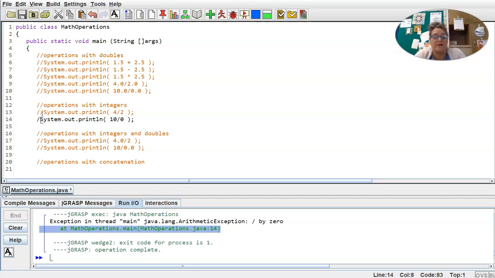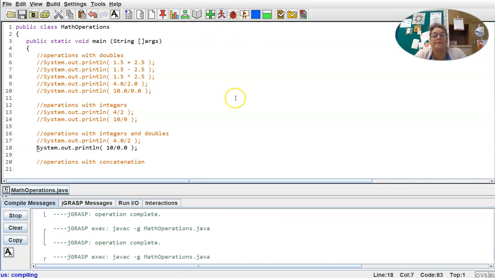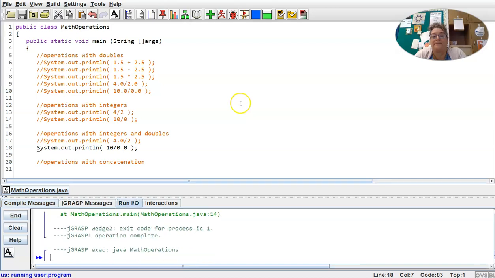Okay, now let's take a look at what happens when we have one of each. And we get that infinity again. So when we mix integers and doubles together in the division, and it doesn't matter whether the first number is the double or the second number is the double, right? When we have a mix, it's going to treat this as a double. So a double divided by a double is going to give us a response of infinity, and this program would compile and run.